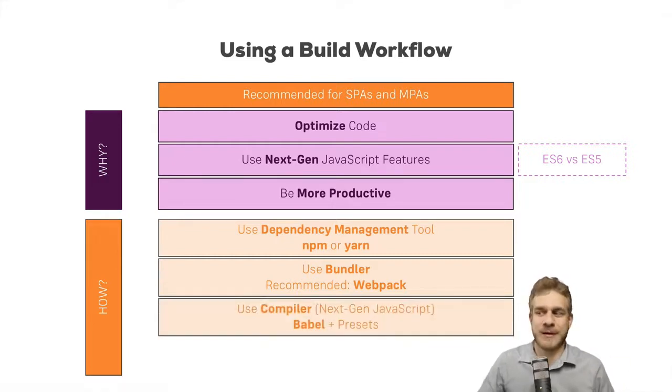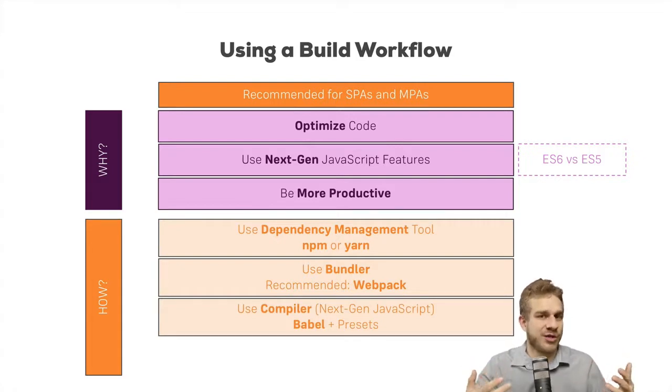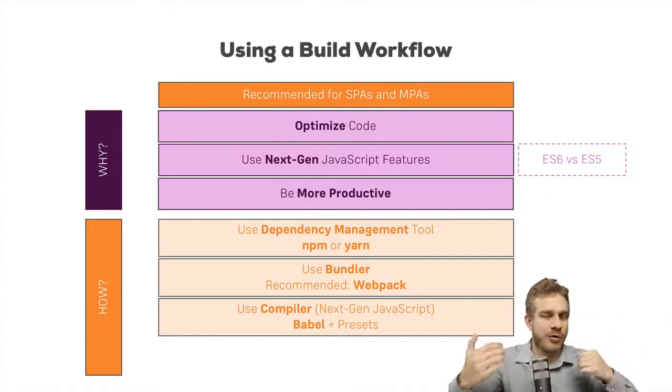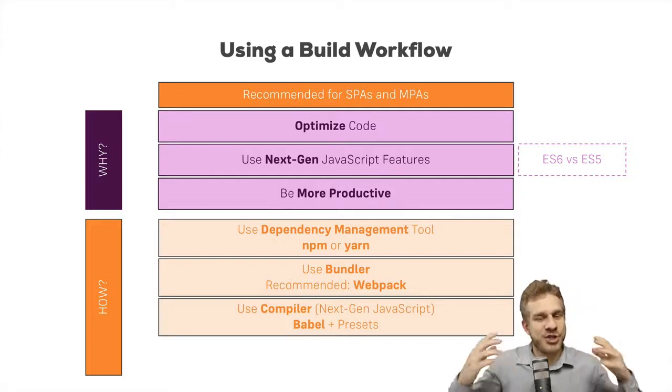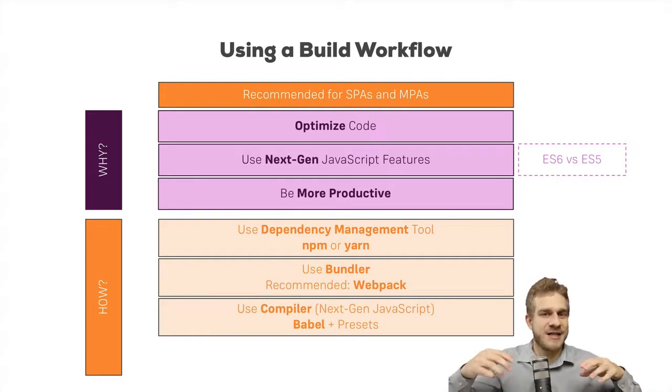That requires another tool, Babel. We need a compiler that does this JavaScript compilation, which means translation from modern features to workarounds that also work on older browsers. And we will use Babel plus presets, which can be hooked into the Webpack configuration so that they are part of this bundling and optimization process.